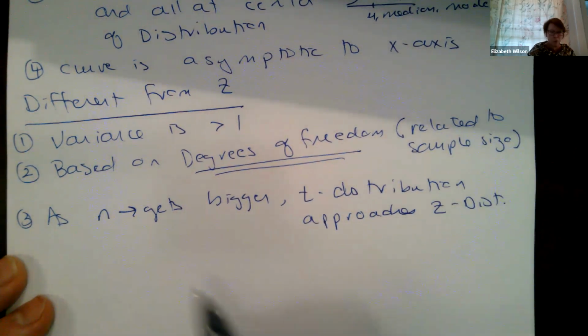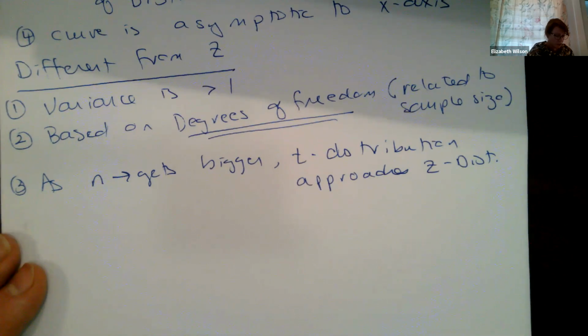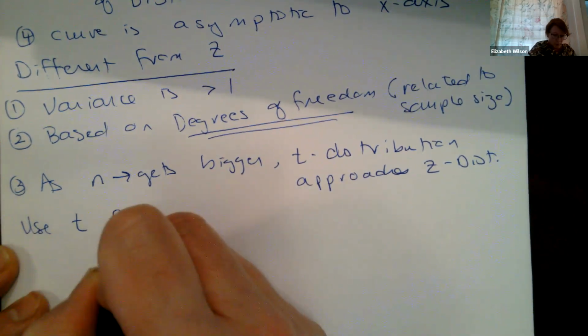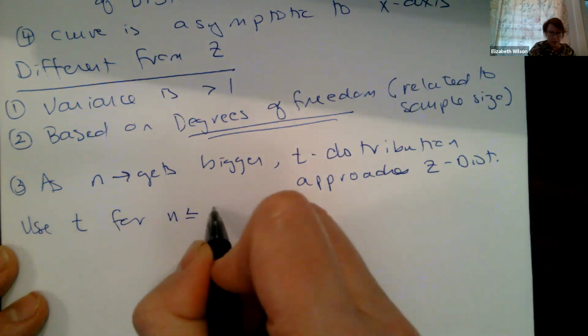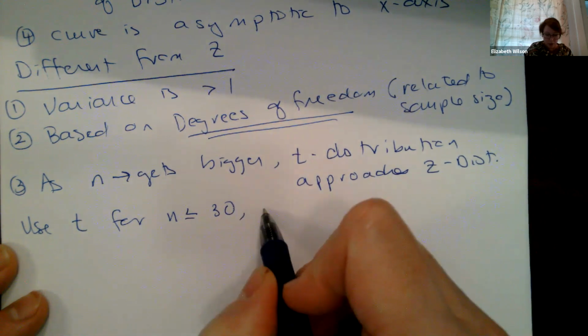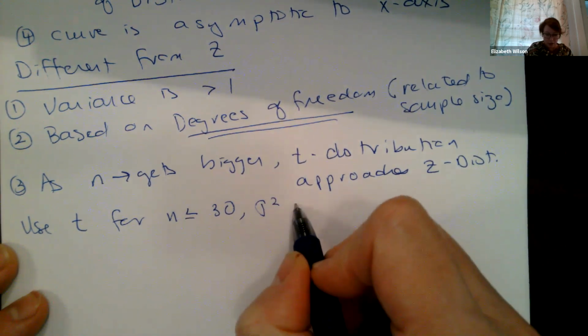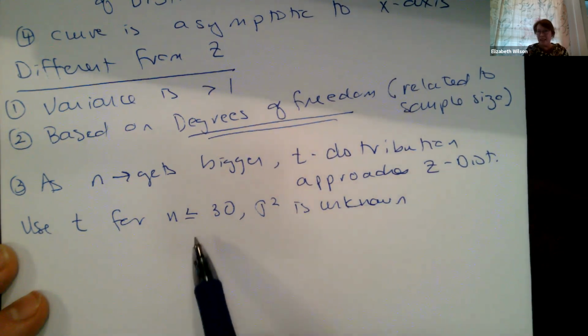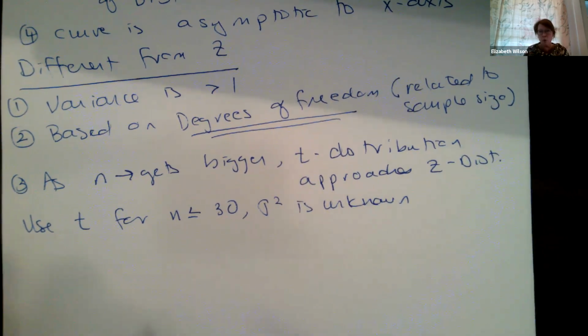So the rule of thumb for using our z versus our t is that we're going to use our t table for n less than or equal to 30. That's always a good bet. It's also true that we're going to use this when the variance is unknown. These two are really important, right? So if our n is small, or our variance is unknown.